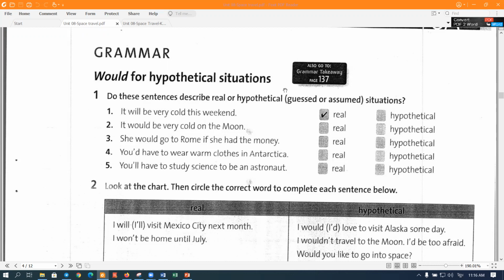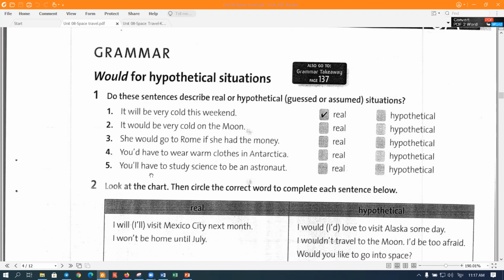Hypothetical situation. When we use would, it is for a case we cannot do. If we use will, it is a case we can do. Example: it will be very cold this weekend, so real. And then it would be very cold on the moon. She would go to Rome if she had the money. So what do you choose? 4, you have to wear warm clothes in Antarctica. You'd here means you would.